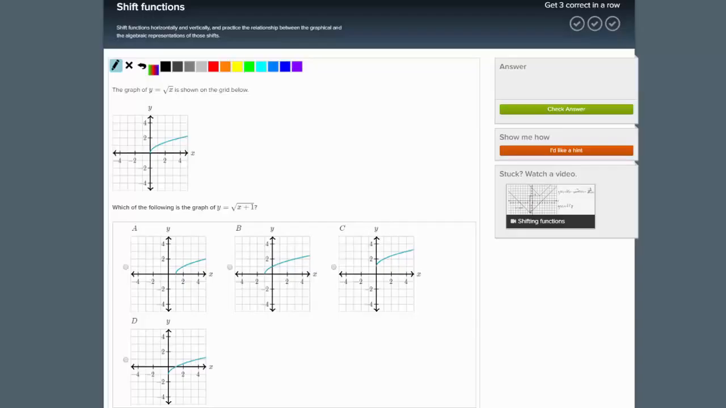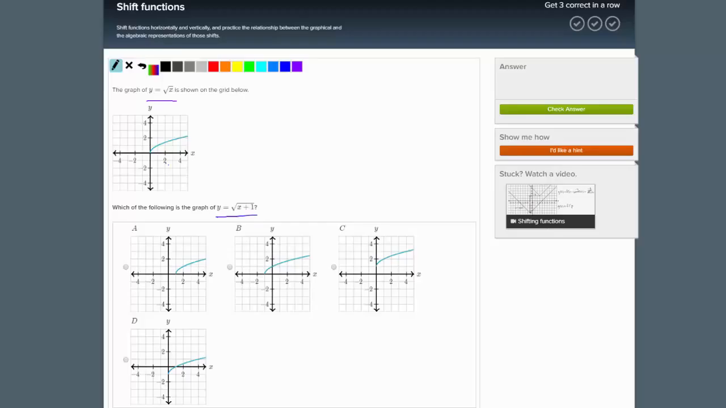Okay, today we're going to shift functions. They're going to move all over the graph. Since we're just shifting them, it's going to be the same basic shape, it will just be in a different spot. So they're telling me that y equals the square root of x looks like this. Okay, so they want to know which graph is y equals square root of x plus 1. Is it A, B, C, or D?